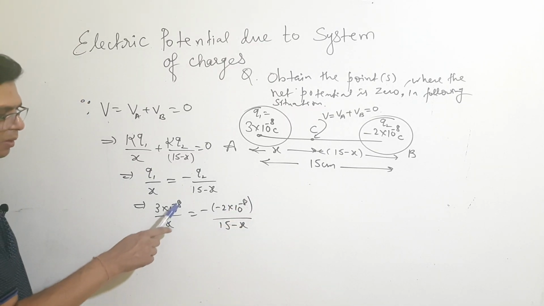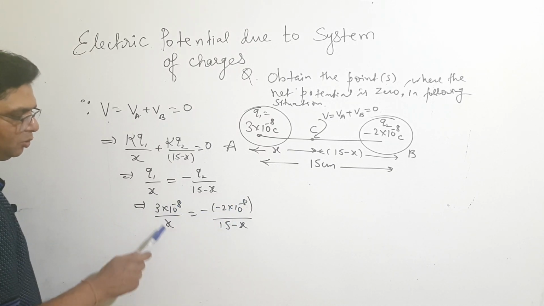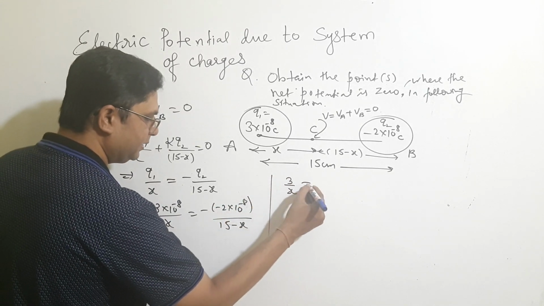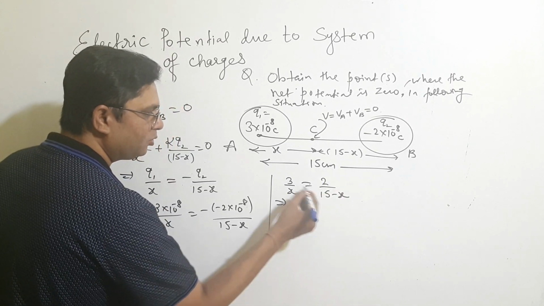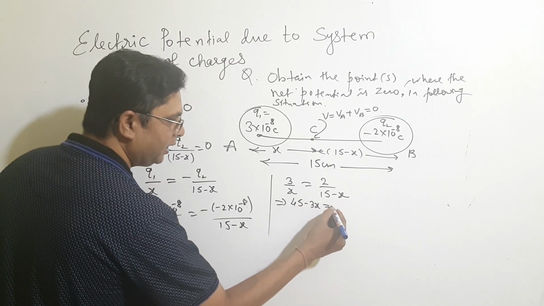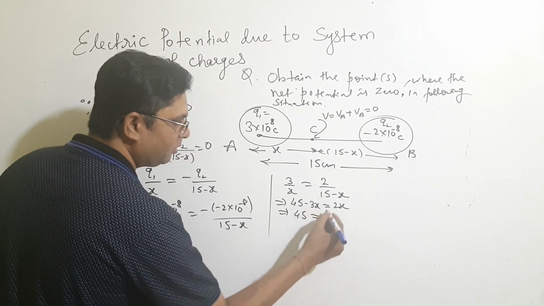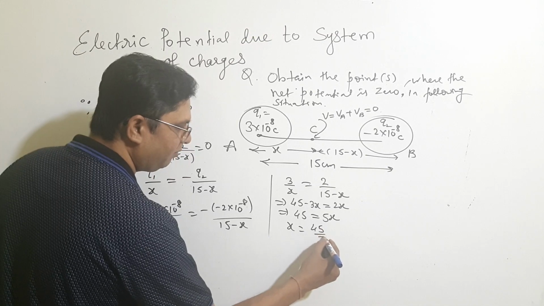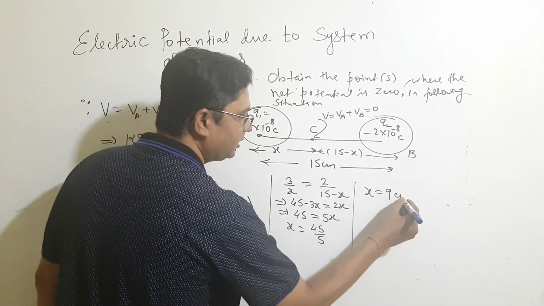So 10 to the power minus 8 will cancel. This minus becomes plus. So you have 3 upon x equals 2 upon 15 minus x. Cross multiply it. So you have 45 minus 3x equals 2x. This means that 45 equals 5x, or x equals 45 upon 5. So you have x equals 9 centimeter.